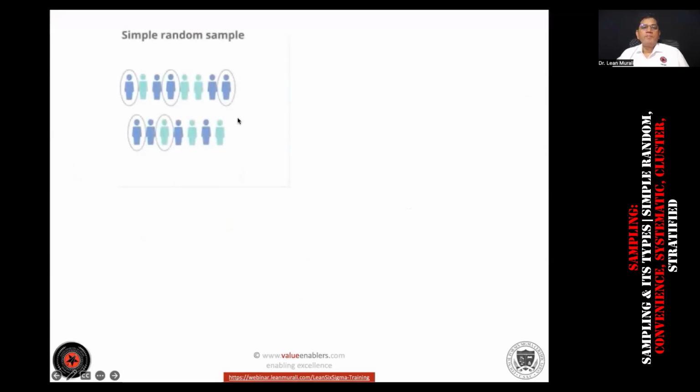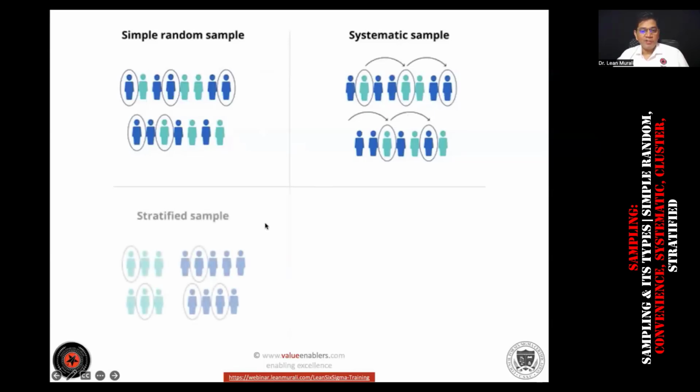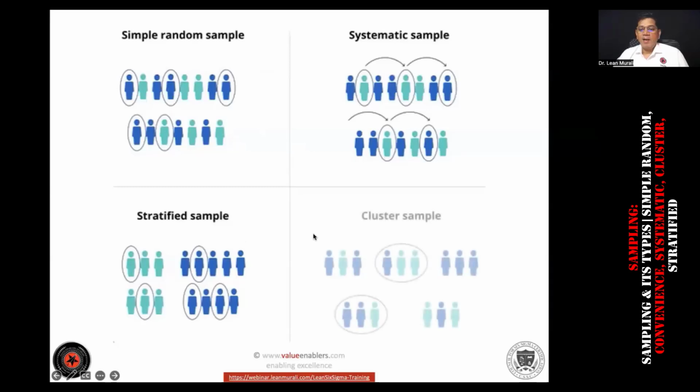Now I'll summarize all the sampling we have studied. Simple random sampling, systematic random sampling. Simple random sampling is you just randomly pick people from the population. Systematic is you pick every nth person, here in this case every third person. Stratified is you group them into blues and greens and accordingly select randomly from them. And cluster is you make groups, and then randomly select groups.